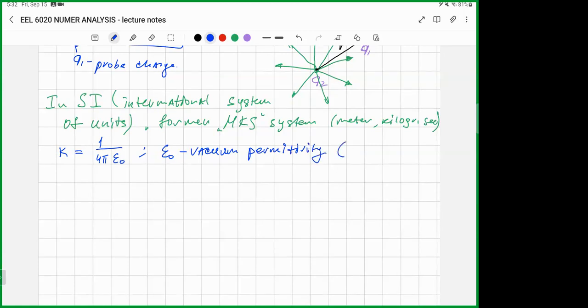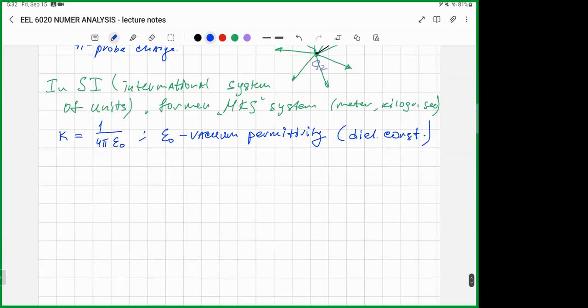Vacuum permittivity, or dielectric constant. So it's one of the fundamental physical constants. Okay.